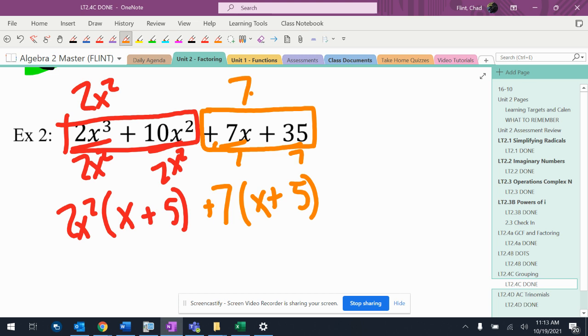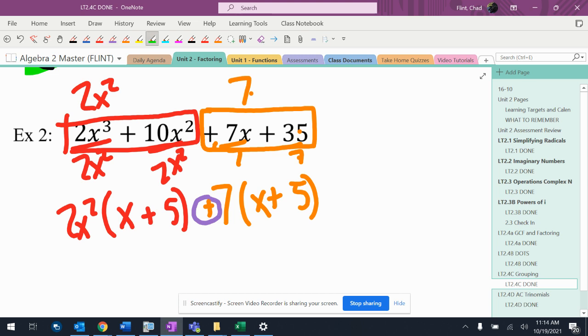So 7x divided by 7 is x. 35 divided by 7 is 5. Probably the most important thing with these is to make sure that you have a sign in between there. I'm going to circle that in purple. Make sure you have a sign in here, because if you don't, that's going to mess everything up. It's going to mess up your one set of parentheses.